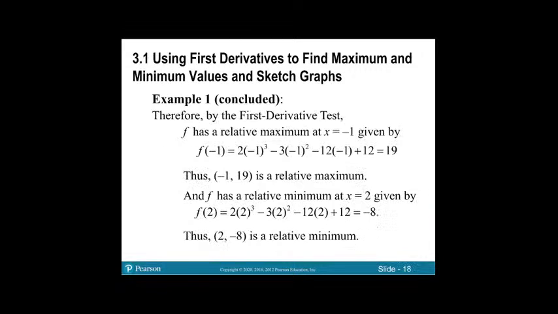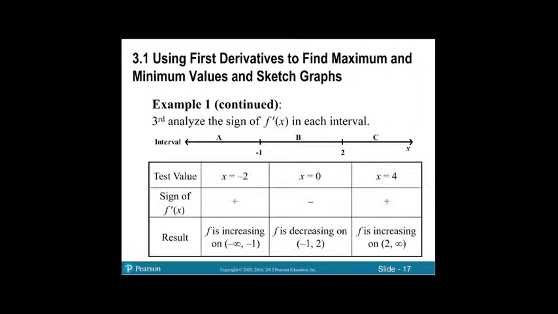So by the first derivative test, when x is negative 1, negative 119 was the relative max, we got that one. And then 2, negative 8 was the relative min. Notice for the critical value when x is negative 1, the function goes from increasing to decreasing, so that's why it was a max. And if we focus on the critical value when x is 2, it goes from decreasing to increasing, that's why it was a relative min.